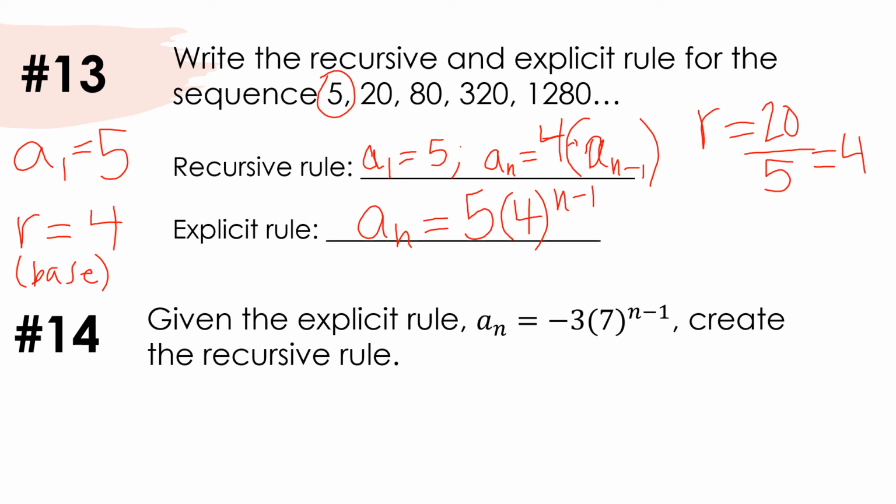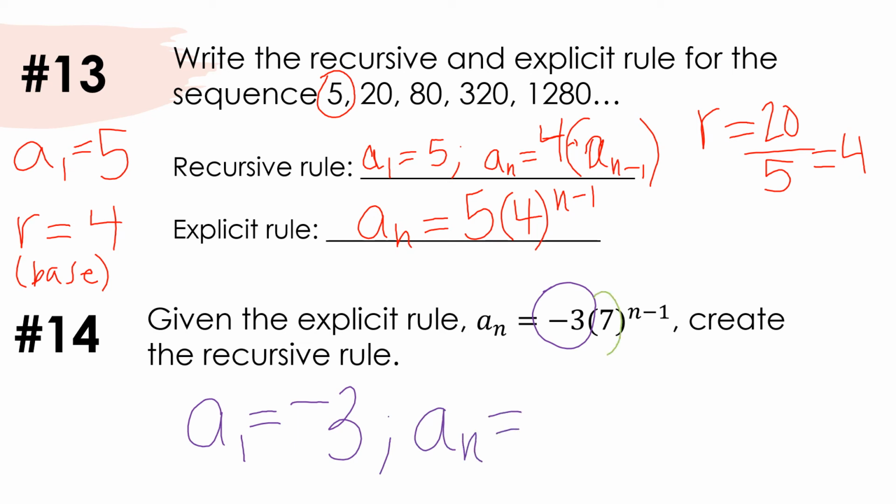Number 14, they give you the explicit rule and ask you to create that recursive rule. So in order to create the recursive rule, you've got to find the first term. Well, that's given to you right there, -3. The other thing you need to identify is r, and that's given to you as well. That's 7 times a sub n minus 1. And again, you can use parentheses, you can use a multiplication dot, it's completely up to you.